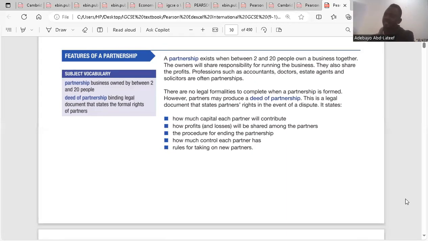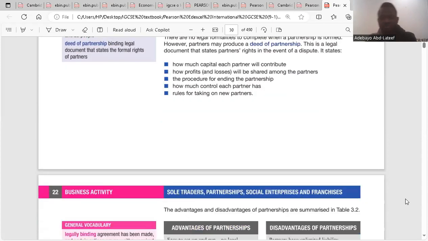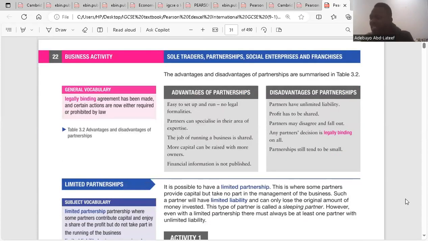So the first advantage, I wrote, is easy to set up and run. It's a partnership business, just like a sole trader. So you can quickly start. You can call two, three people together and start a business. That's the first point. The second point is that more capital can be injected, unlike a sole trader.